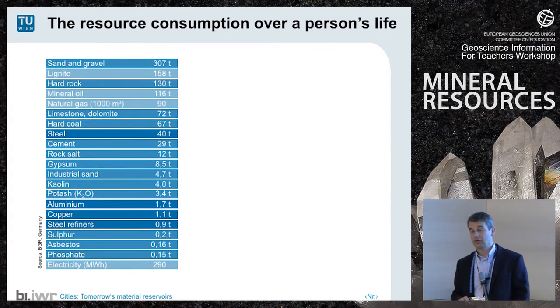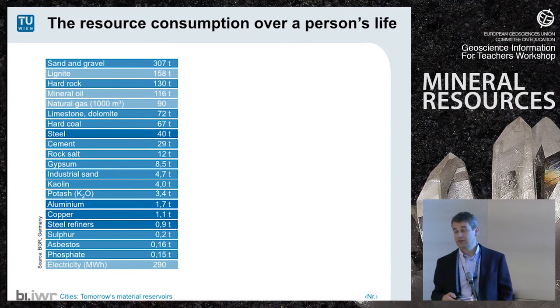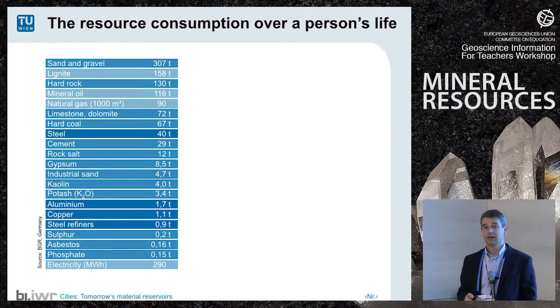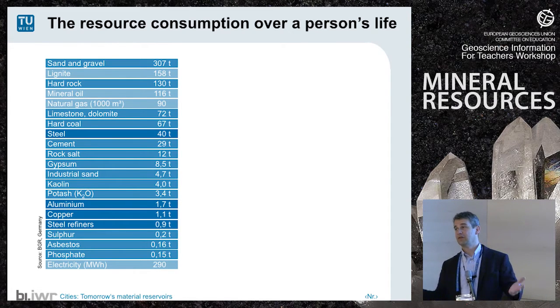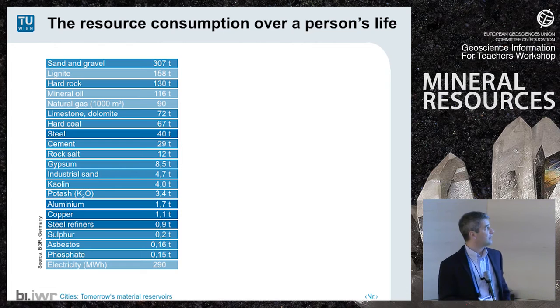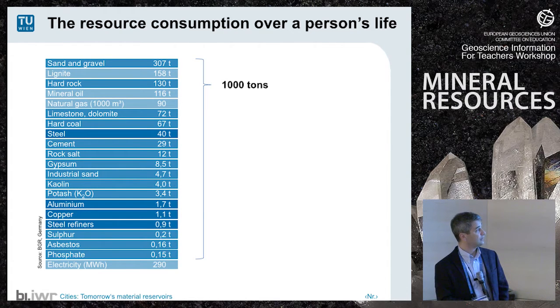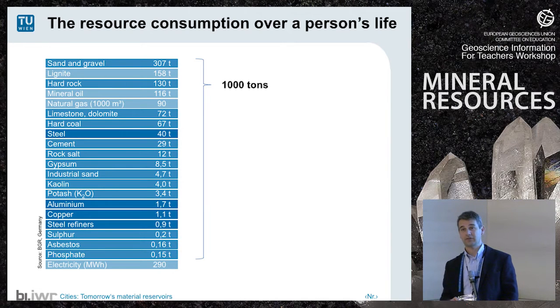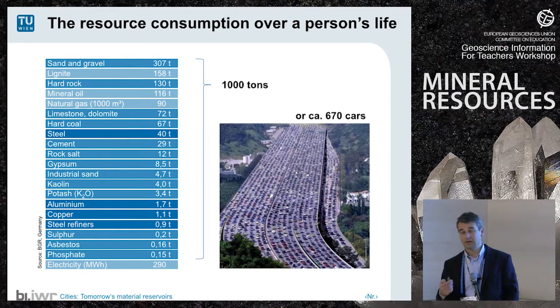And the German Bundesanstalt für Geowissenschaften und Rohstoffe once calculated how much material is consumed over the lifetime of an average German person. And here you can see altogether, this is around 1,000 tons that are consumed over the lifetime. And this is quite an amount, 1,000 tons. This is, for example, 3 times the weight of a large aircraft, an A380, or it's the weight of around 670 cars. So these are really large amounts of materials that we consume.